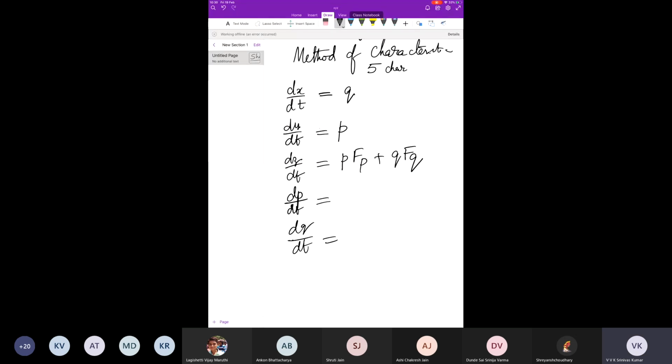And dp by dt is equal to minus Fx minus Fz into p, and dq by dt is minus Fy minus Fz into q.